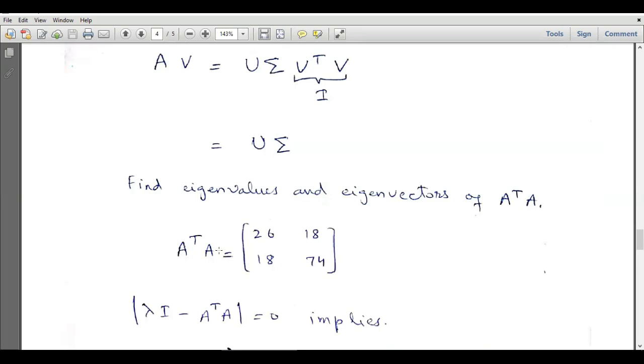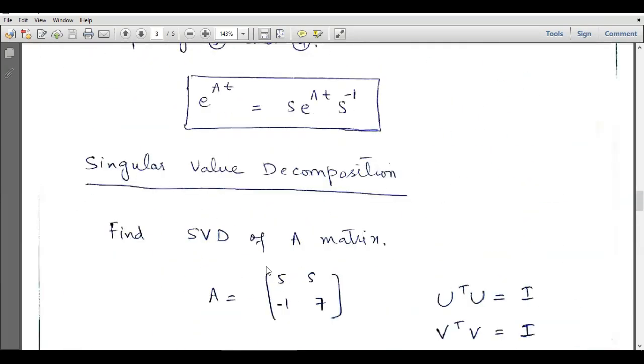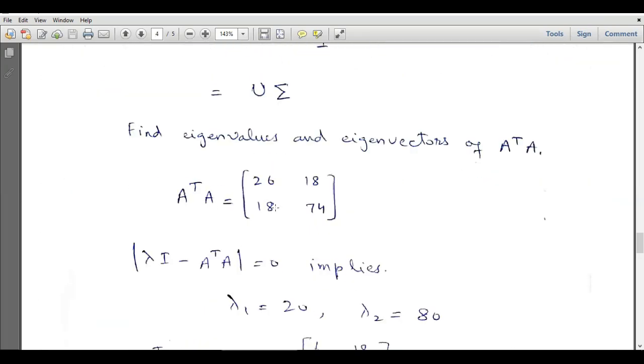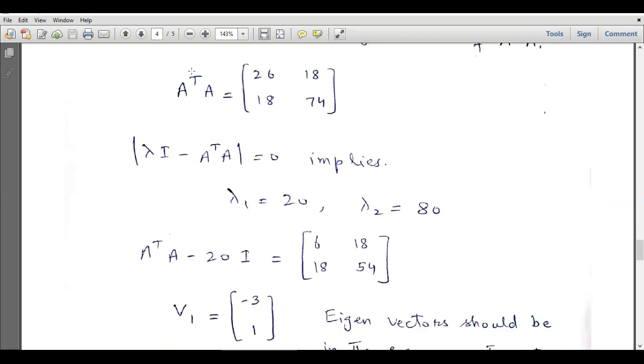Now A transpose multiplied by A will be equal to this matrix. Just evaluate the transpose of this matrix and multiply that matrix with A, right? In this order, A transpose A, right? So that will be the resultant matrix. Now we can easily evaluate the eigenvalues of this matrix. So eigenvalues are equal to 20 and 80. This is the first eigenvalue, this is the second eigenvalue.